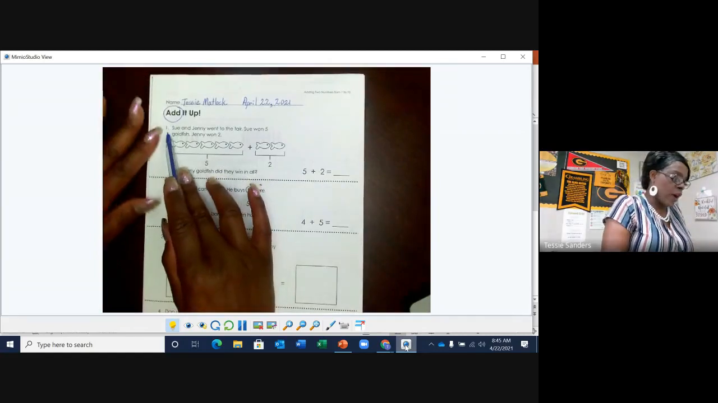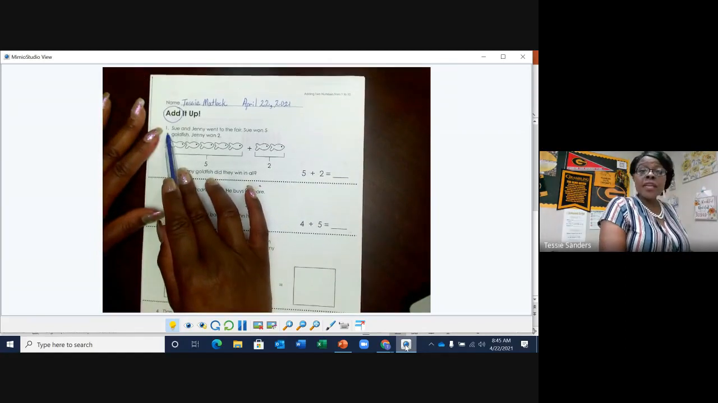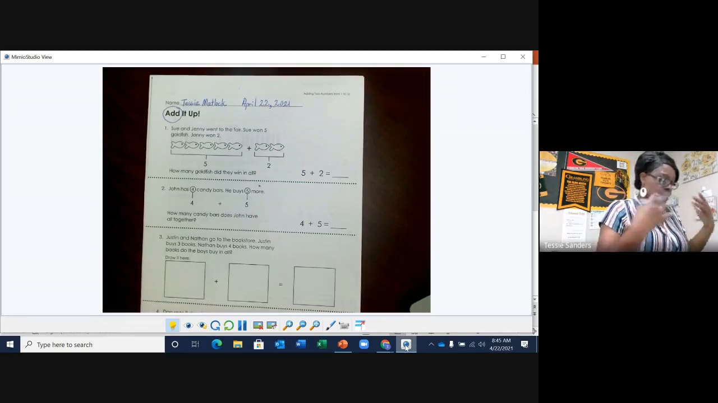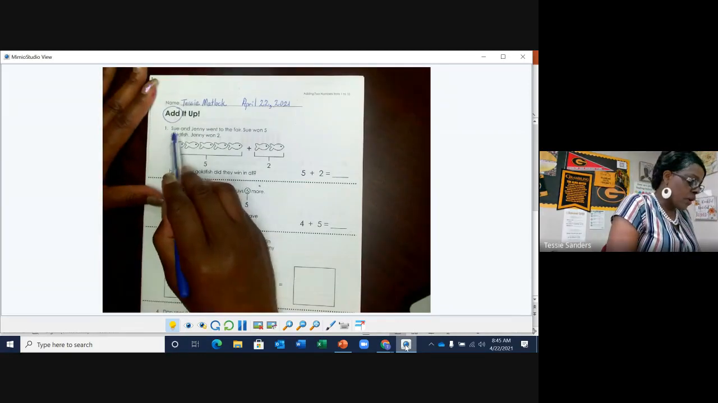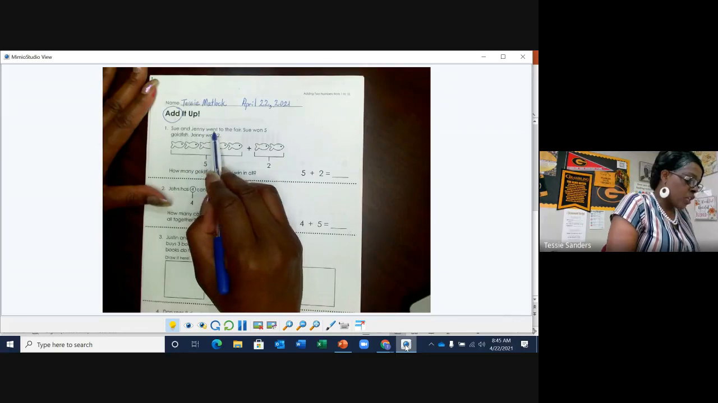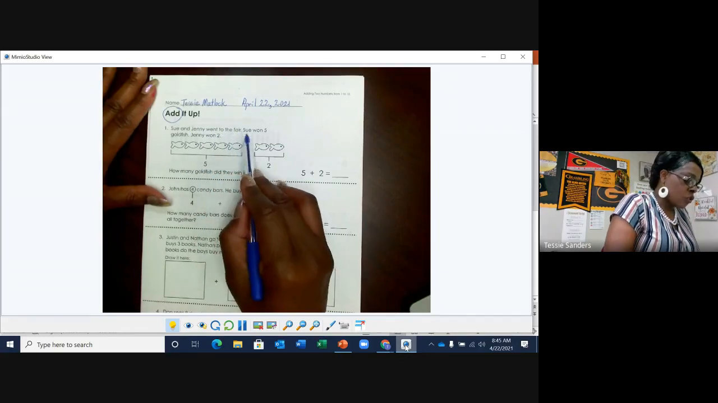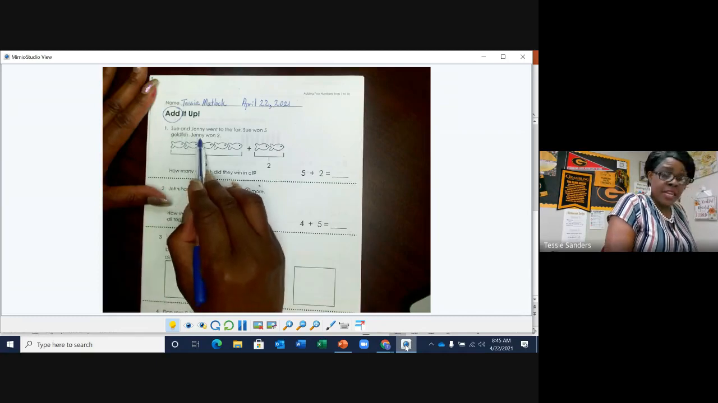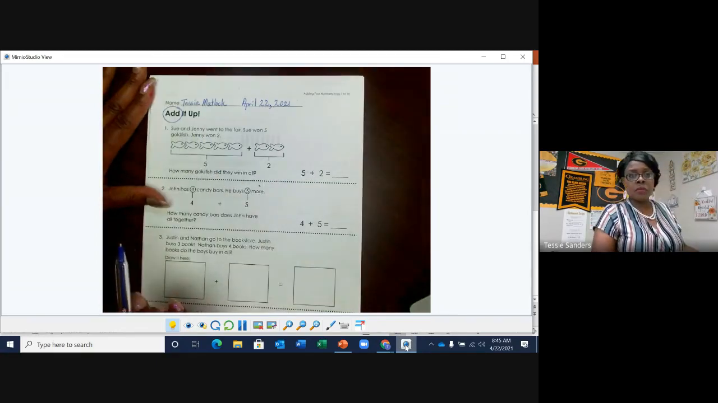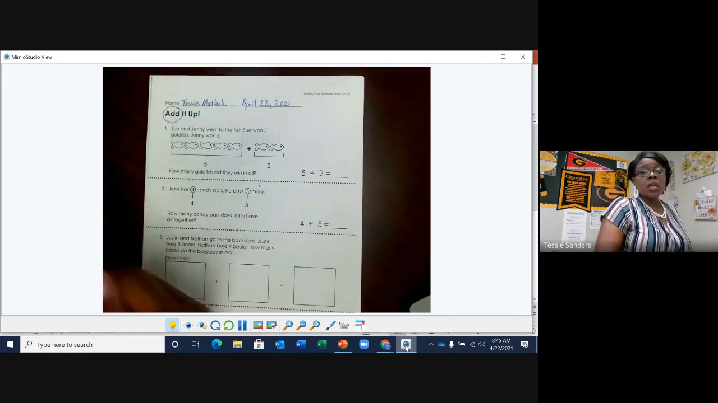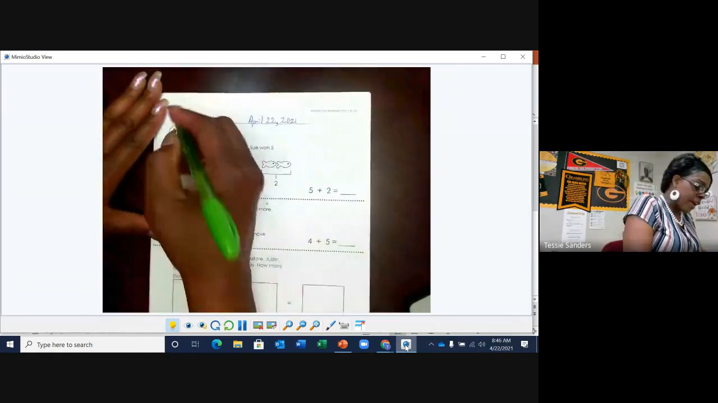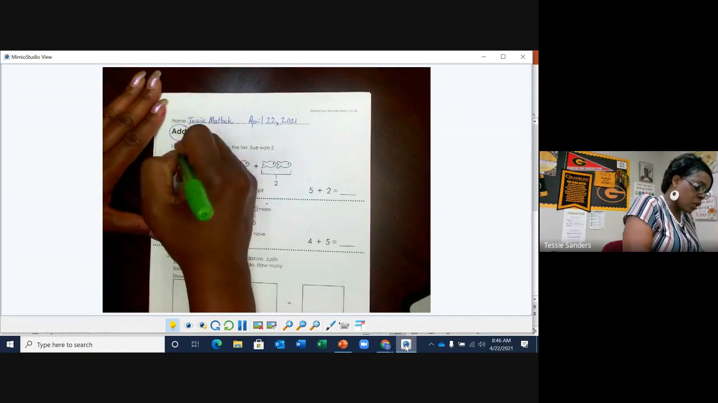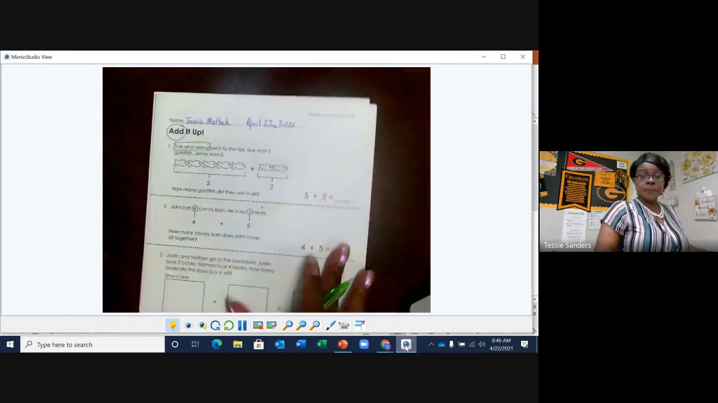Let's look at number one. Read number one with Teacher Tessie. Let's read. Sue and Jenny went to the fair. Sue won 5 goldfish. Jenny won 2. Well, first, here is our compound subject. Who's doing something? Sue and Jenny.